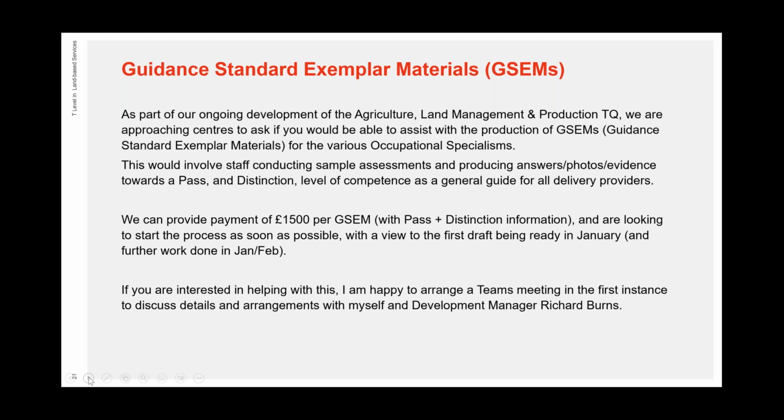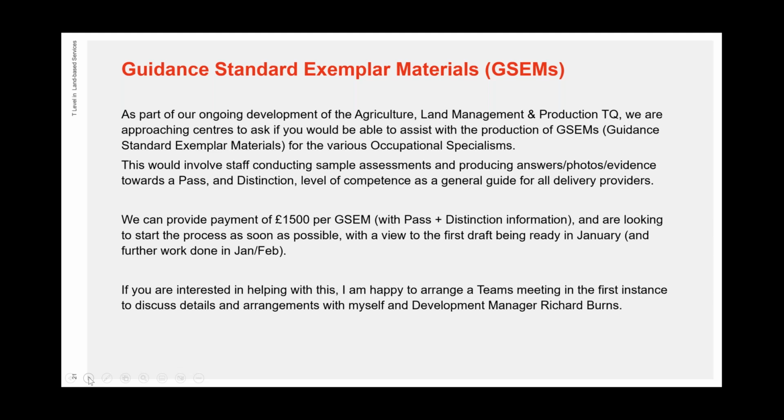So what we are looking for is a member of staff who's experienced in that particular specialism to conduct that assessment themselves and produce exemplar answers, photographic material or other evidence towards what you would expect a pass level student to produce and what you would expect a distinction level student to produce to those particular levels of competence. And they can be used then as a general guide and made available on the website for other delivery providers. Once the T-level is up and running and learners themselves start to take these assessments, we can also use those as evidence. Obviously, they're anonymised, but we need the first guidance materials to start us off.